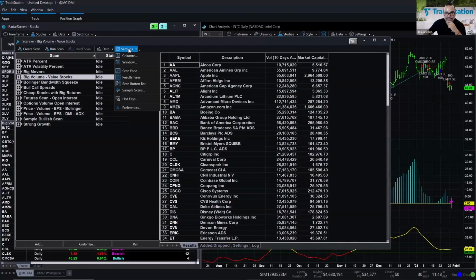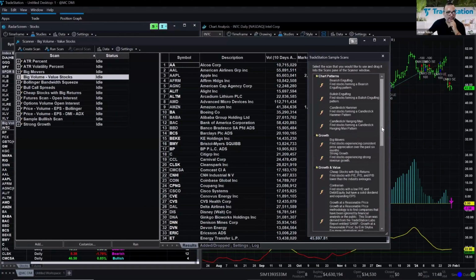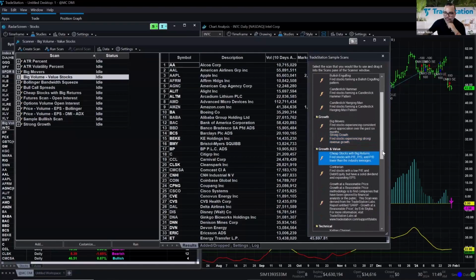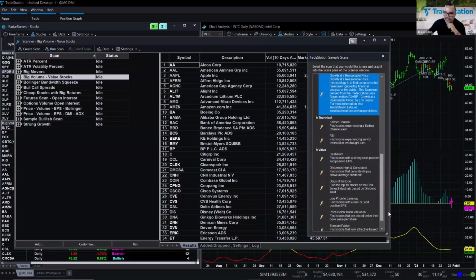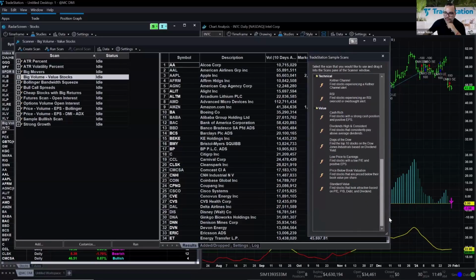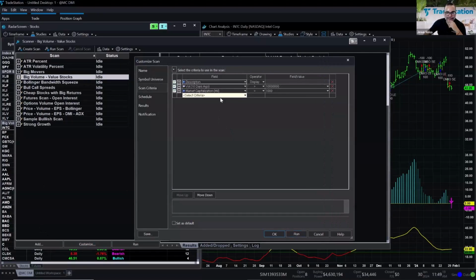If you go to settings and click on sample scans, you're going to find, is it here? I thought it was here, but maybe not. I'm not seeing it anymore. Big movers. We have strong growth, cheap stocks with big returns, growth at a reasonable price, cash rich. Maybe it's a custom scan, but if I look at the criteria, this is very simple.